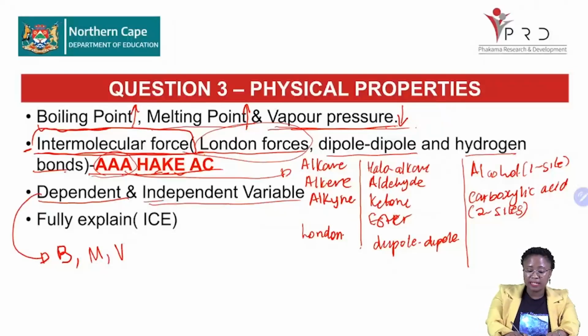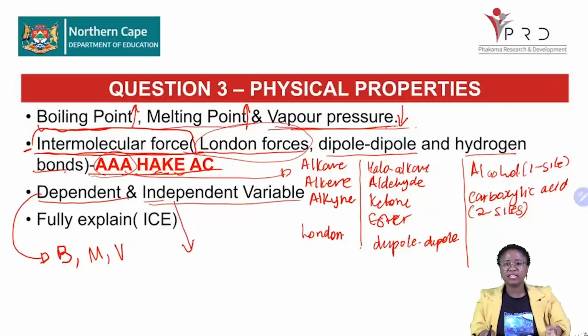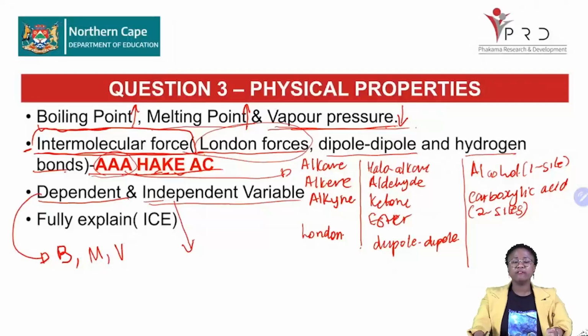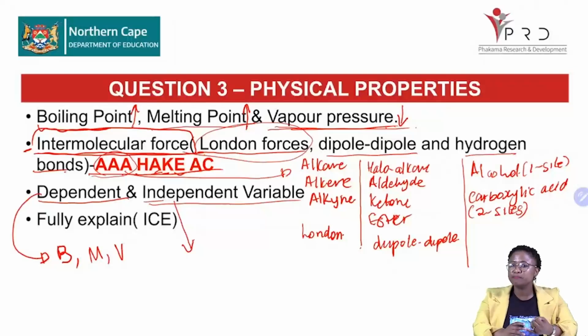Now, the independent variable is going to differ according to the scenarios that the examiner might give you. The first scenario is that they can give you substances that belong to the same homologous series or the same intermolecular forces, such as three alkanes. They can give you alkenes, methane, butane, and pentane. So they can give you any of those three. They belong to the same homologous series, or they can use alcohols, or they can use aldehydes.